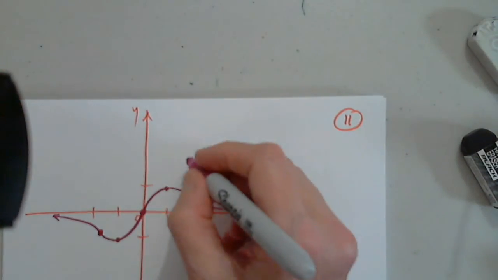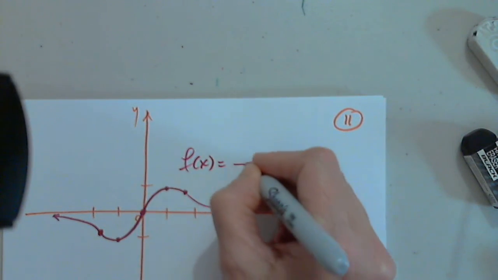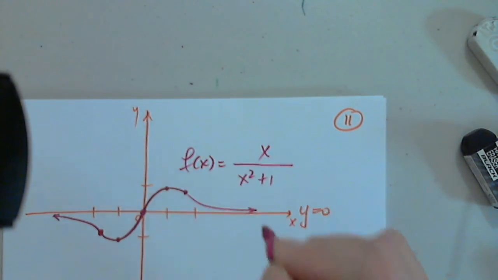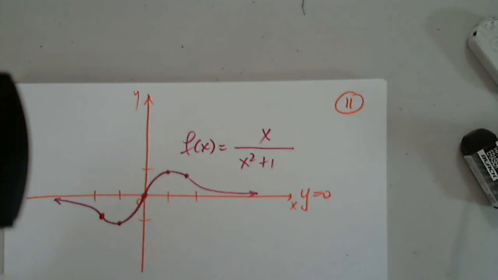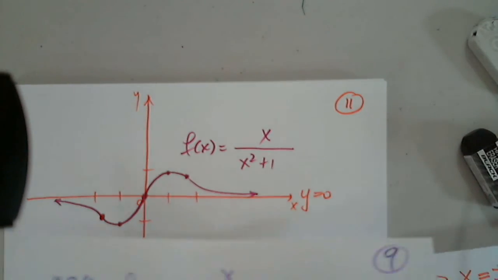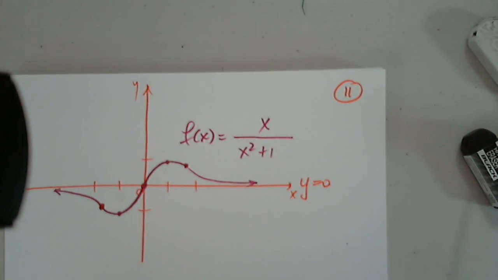And here's the graph of the function x over x squared plus 1. I don't want to throw this away and not scan it. And that's it.